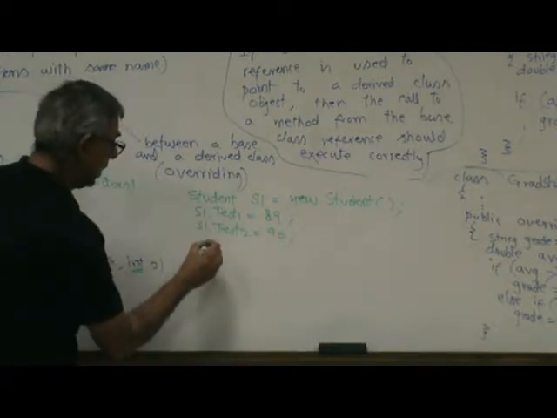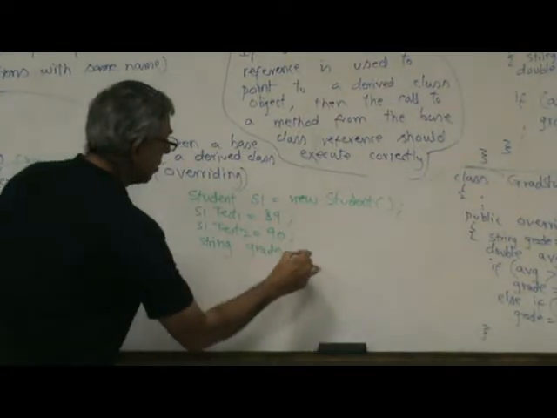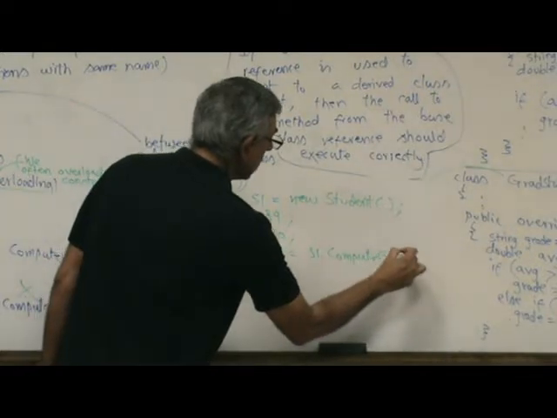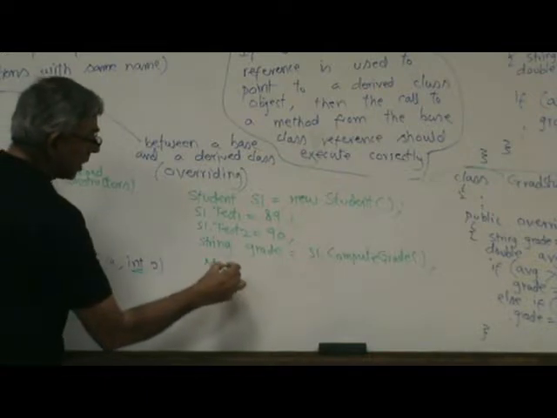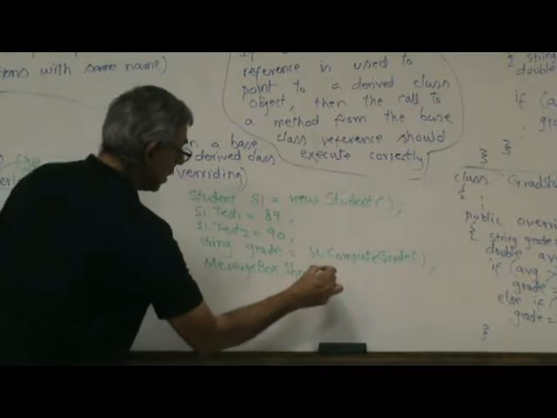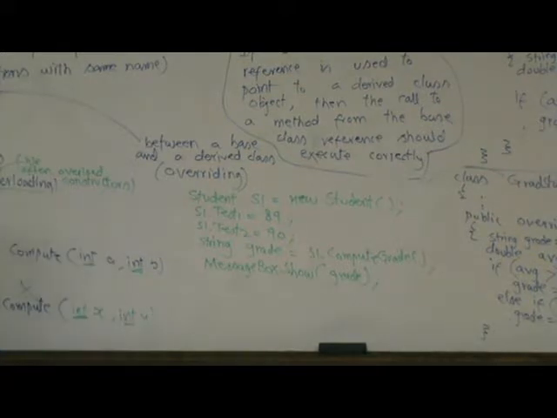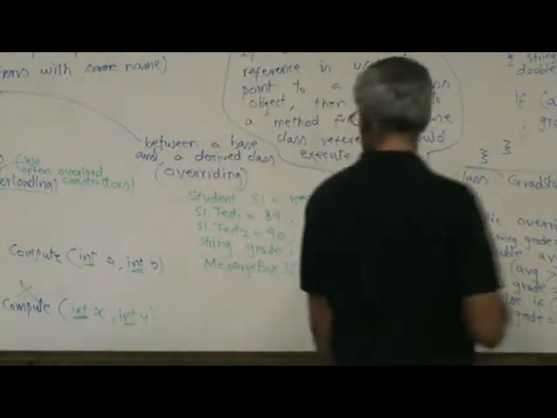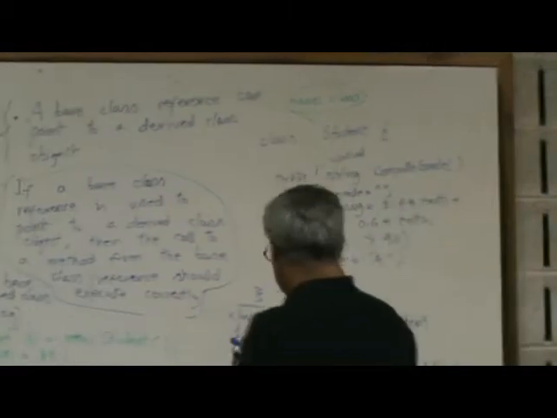So if we did string grade equal to S1 dot compute grade, what result will it produce? If we try to display MessageBox.Show(grade), what answer will it produce? A minus. See, if you take a look over here, 89 will be given 0.4.